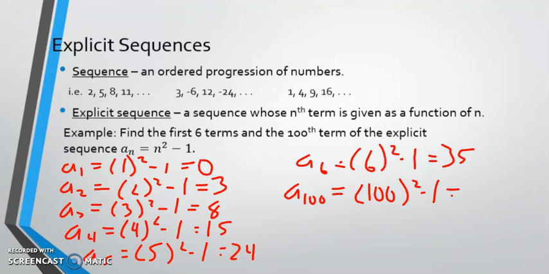And so the answer we'll get for that is 9,999 for our 100th number. So if I was listing out this sequence the same way they had them listed up here at the top, I would just be saying 0, 3, 8, 15, 24, 35, and then 9,999.